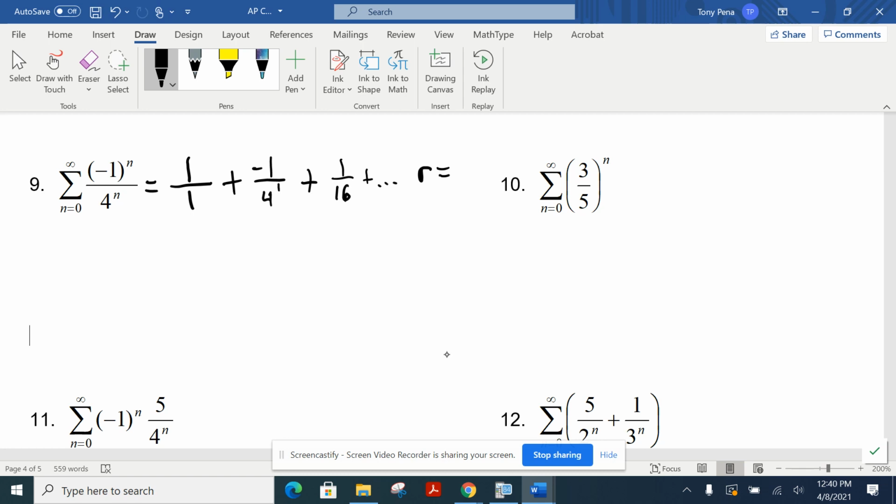All right, what is our r? Negative what? Good. Negative 1/4 should be our r. That absolute value is less than 1, so we should be saying this converges.